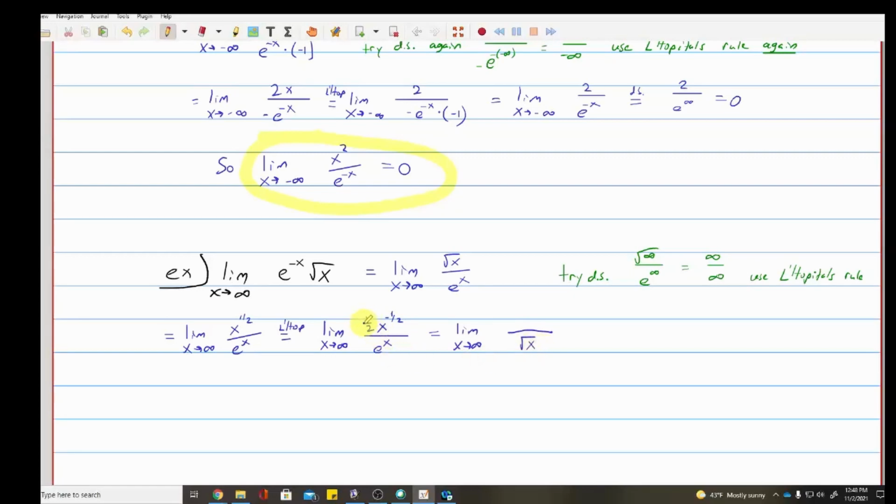Same thing with a 1/2. 1/2 in the numerator is like a 2 in the denominator, and the e to the x we'll leave alone. So I don't have anything left in the numerator, just a factor of 1. So now let's try direct substitution. And what I get is 1 over 2 times infinity. That's a 1 over infinity, which gives me 0. So the limit as x goes to infinity of e to the negative x root x is equal to 0.